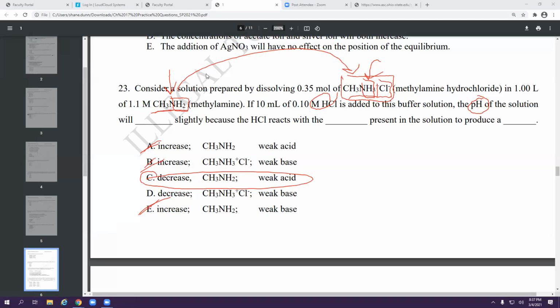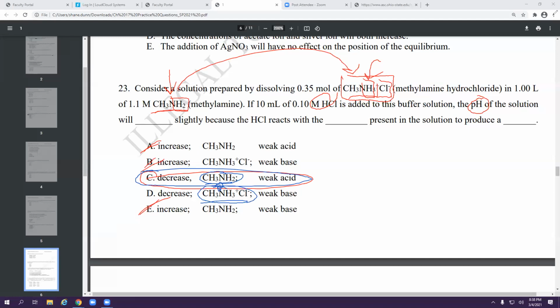Which one of these can accept a hydrogen? The C one, right? Because one's an acid, one's a base. One's a conjugate of the other. This one has already accepted a hydrogen from something, meaning this one right here is technically the base. So the acid attacks the base to make the weak acid. That's why C is the right answer. Anyone else have any questions with that one?